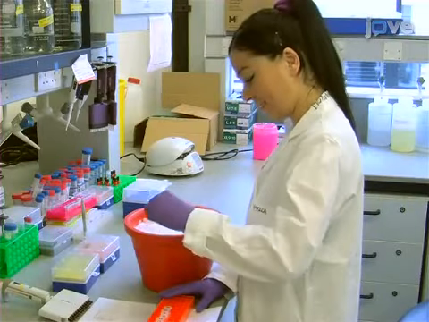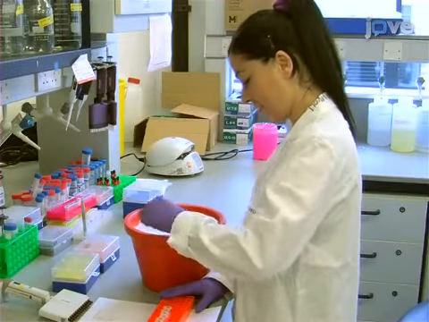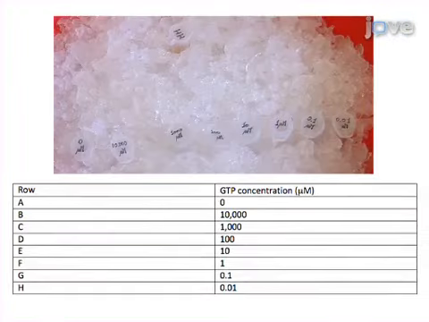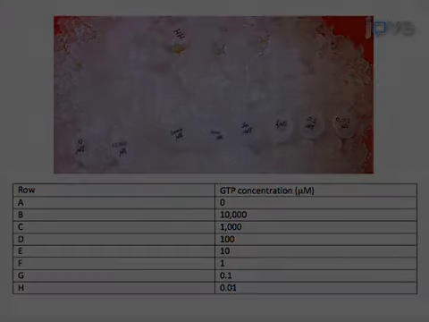Prior to starting this procedure, prepare the following solutions: a mixture containing the reagents detailed in this table, and stocks of the ligand of interest at the highest available concentration, as well as 6 tenfold dilutions of this concentration. If an approximate dissociation constant is known from prior data, prepare at least 2 concentrations above and below.